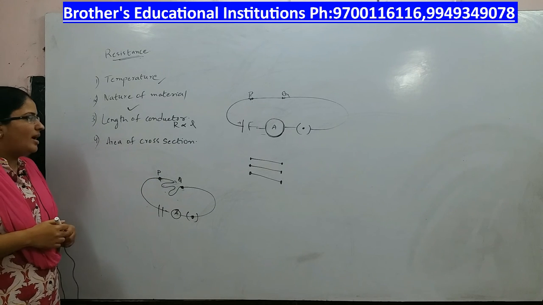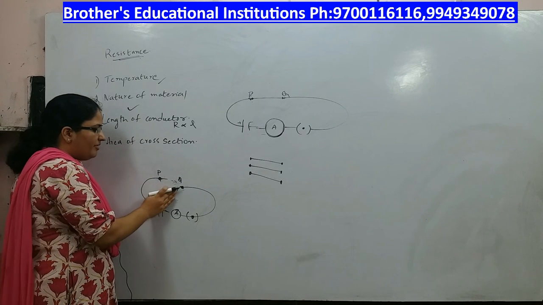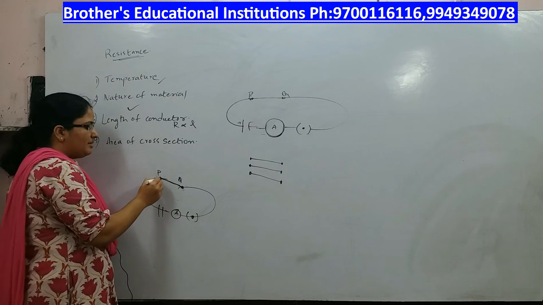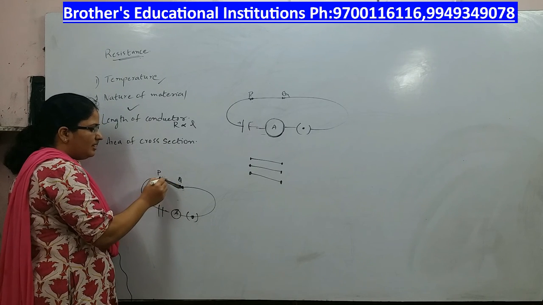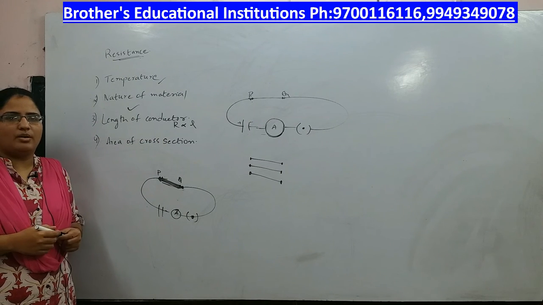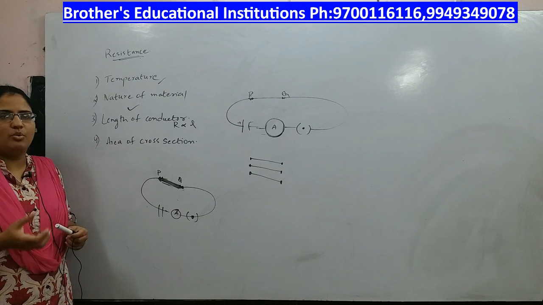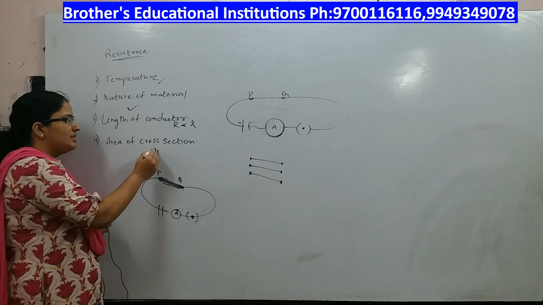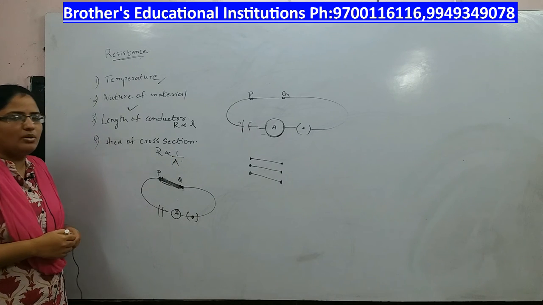Now next you have area of cross section. Take wires of the same material but of different area of cross section. Let us say first time I am taking thin copper wire, next time a thicker copper wire. As you increase the thickness, electrons have more space to move around. Even if they face the lattice ions, they have more space to escape and move. So as the thickness increases, the resistance of the wire decreases. That is, resistance is inversely proportional to area of cross section.